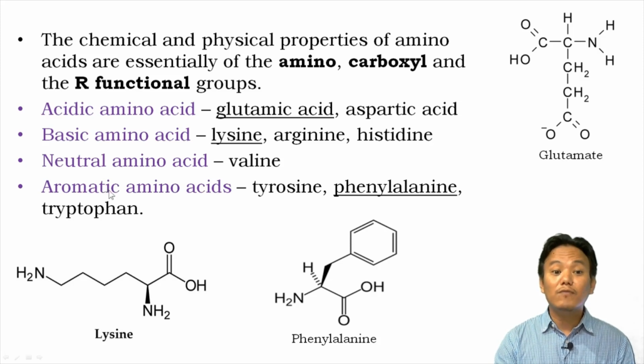Now some of the amino acids are aromatic amino acids. Examples of aromatic amino acids are tyrosine, phenylalanine and tryptophan. So these are examples of aromatic amino acids. Aromatic amino acids are those amino acids in which the R group contains an aromatic ring, such as a benzene ring.